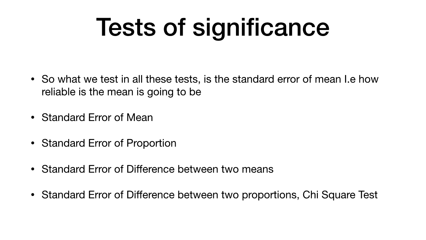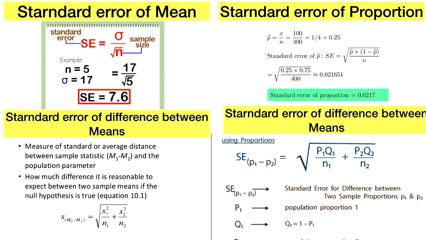So this is what we are doing in all the tests of significance: the standard error of mean, standard error of proportion, standard error of difference between two means, standard error of difference between two proportions, or chi-square test. We are finding this standard error. So I have compiled everything in a single slide. The standard error of mean is given by the formula standard deviation by root of n, and this is a simple example of sample size 5, standard deviation 17. We get standard error of 7.6. So what is the area under the curve?